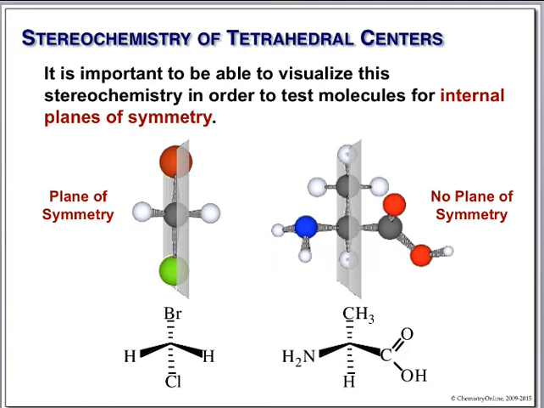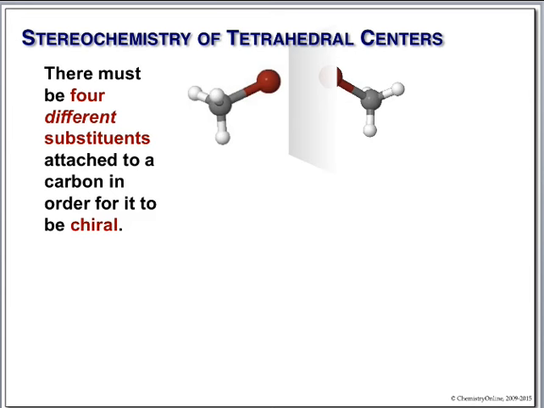Let's just expand upon this a little bit. This is simply bromomethane, and it has three hydrogens and a bromine. And as it rotates, you can see that we do a full rotation, they are absolutely the same compound. No question about it, right?